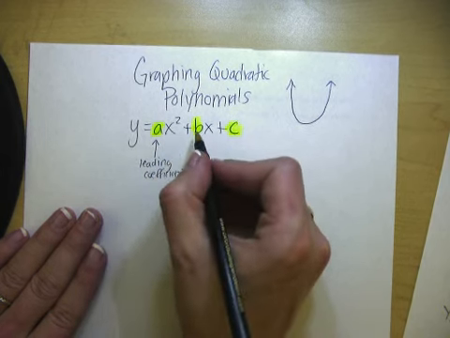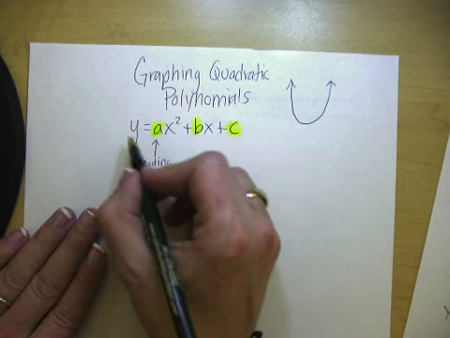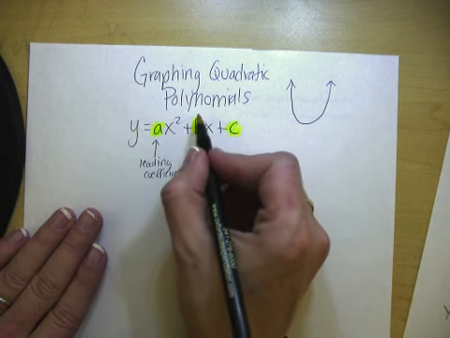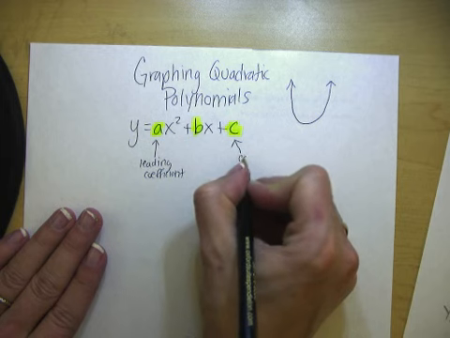B is also a coefficient, but it is not a leading coefficient because it's not in front when the quadratic is in standard form, with the term with the highest power first, then bx. And then last was C, which was our constant.